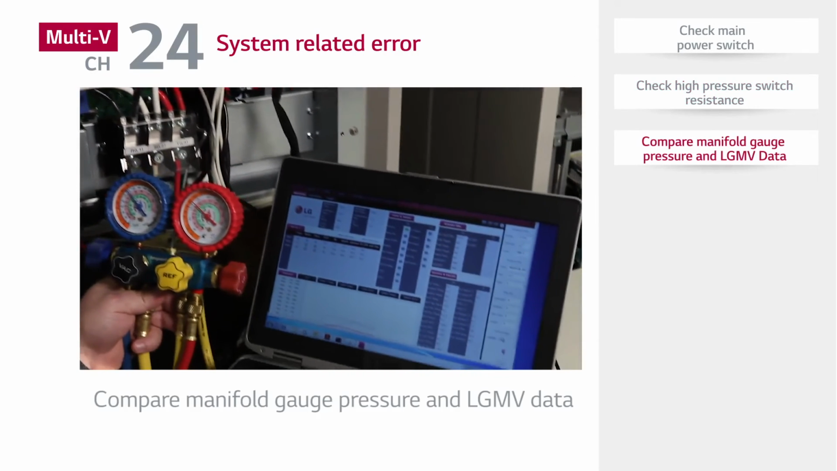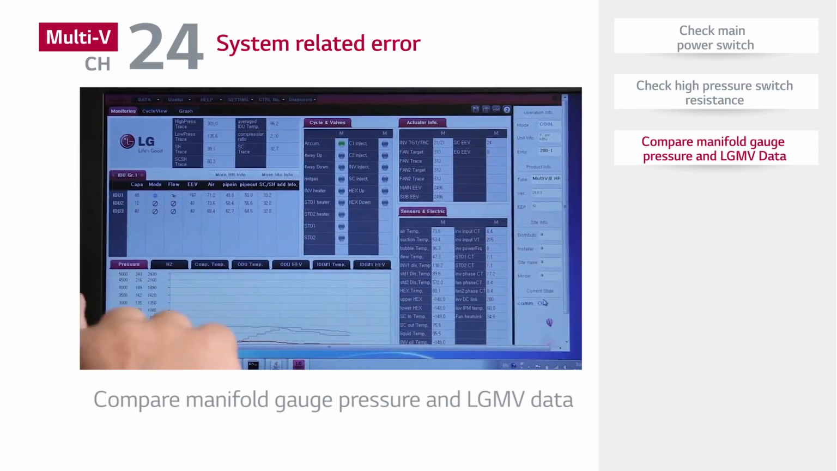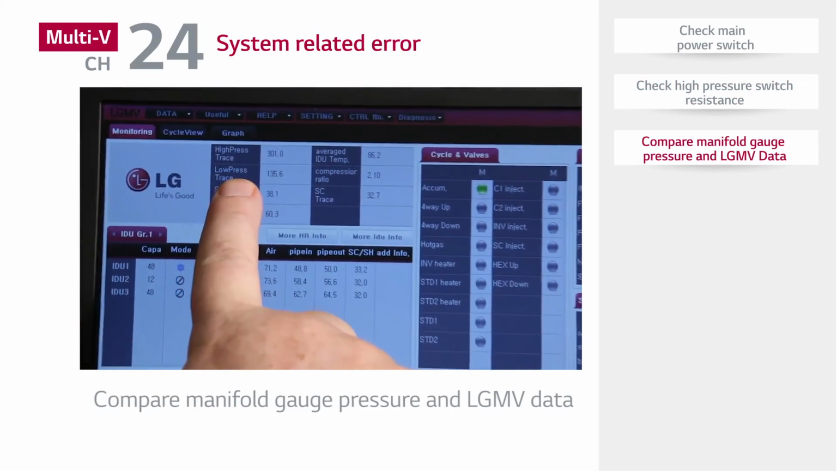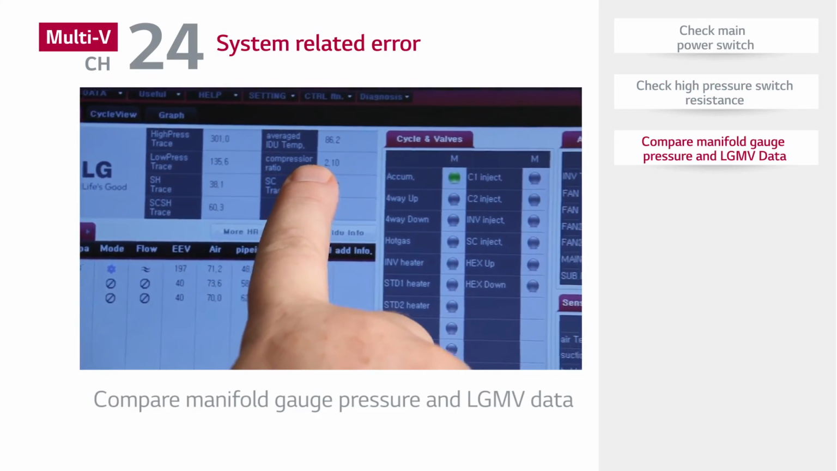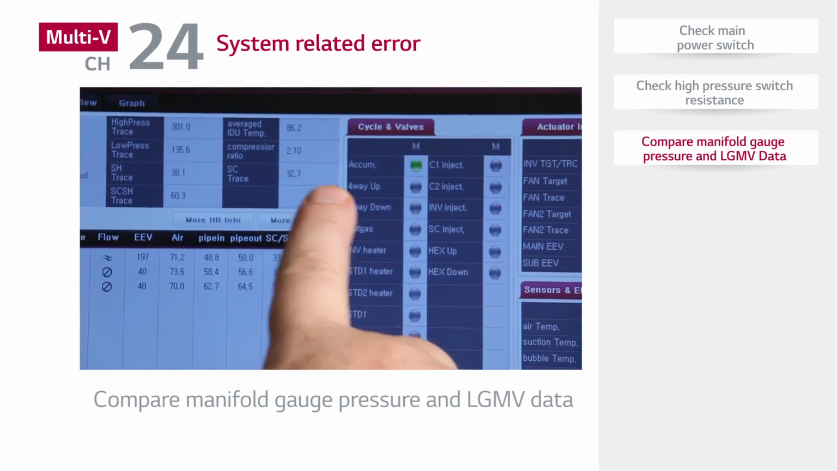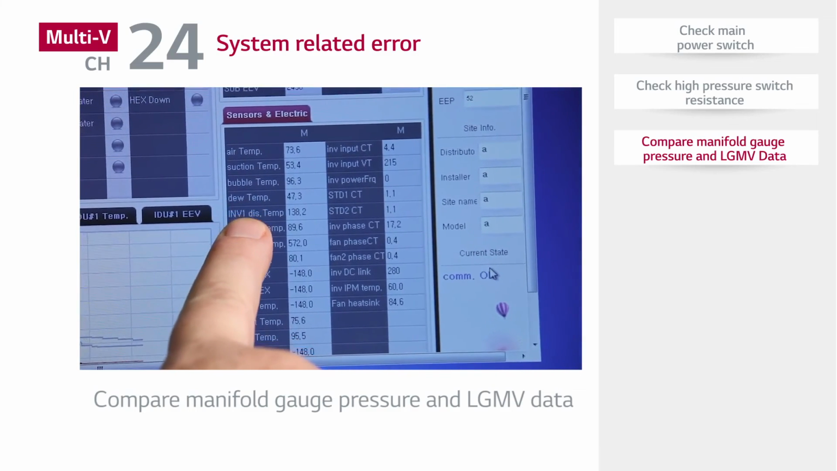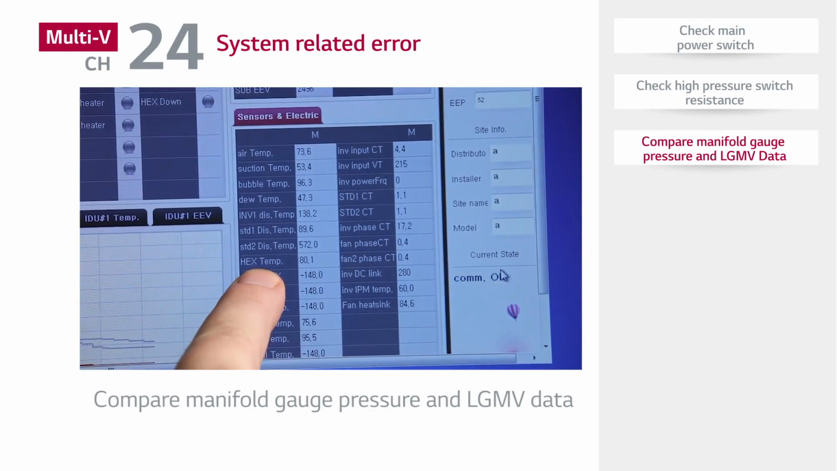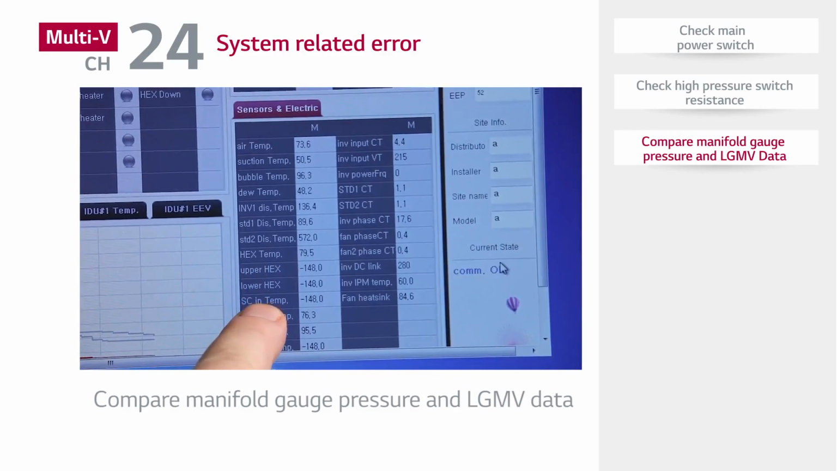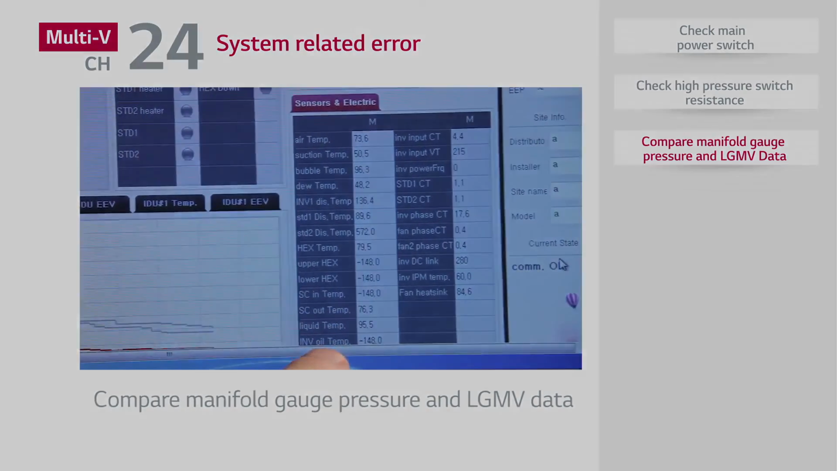Next, check the manifold gauge pressure to compare pressure against the LGMV data. Check if pressure actually rises above the high pressure setting of 580 psig. If the pressure exceeds 580 psig, the fan operation is normal and the coils are clean. The refrigerant charge should be reviewed for overcharge or non-condensables.